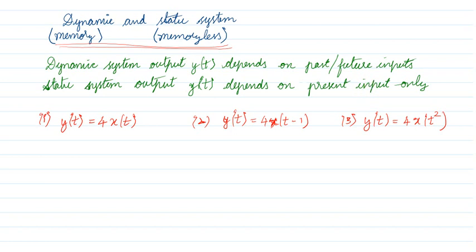Look at this example. You get a clear idea. What is the meaning of y of t equal to 4x of t? Output is equal to 4 times the input. Suppose I need the output at time 1. What do I have to do? 4 into x of 1. So the output at time 1 is equal to 4 times the input at time 1. So the output at any time depends on the input at that time only, the present input at the same time. Output at time 2 depends on input at time 2. Output at time 4 depends on input at time 4. So this is an example of a static system.